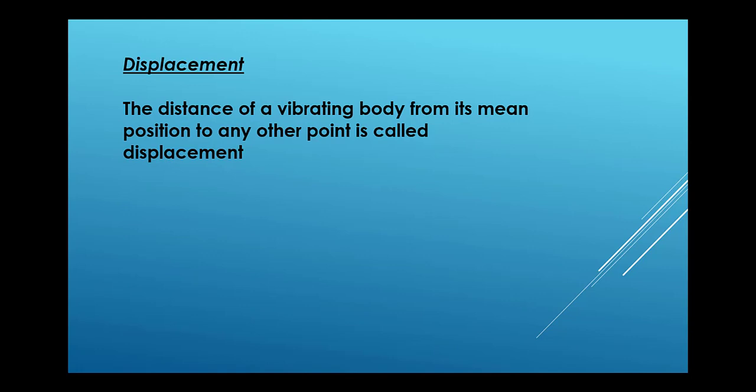Now our second last definition is displacement. The distance of a vibrating body from its mean position to any other point is called displacement. It is denoted by x, and the SI unit of displacement is the meter.